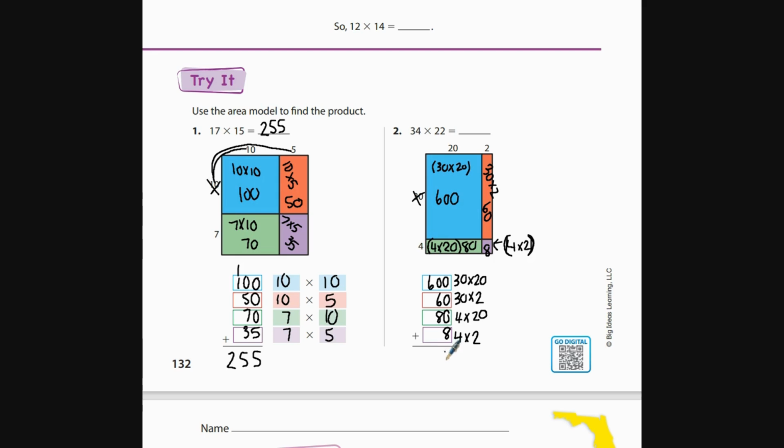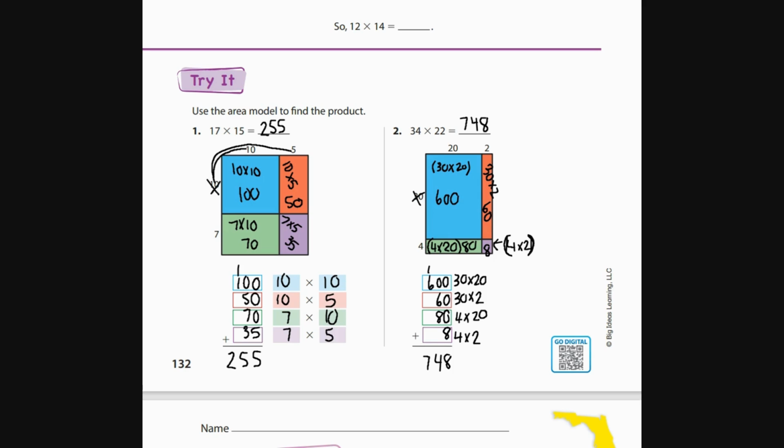Now all I have to do is add it together. So this is going to be 8. Then I have 6 plus 8 more is 14. And now I have 6 plus 1 is 7. So my final product is 748. So 34 times 22 is 748.